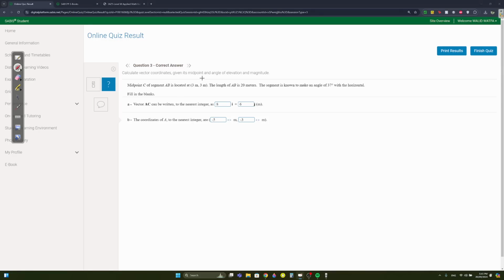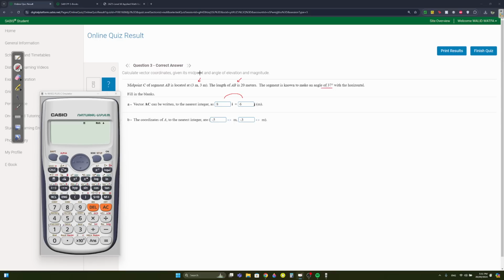Midpoint C of a segment AB is located at this. The length of AB is 20. The segment is known to make an angle of 37 degrees. Find vector AC in terms of I and J. So this one is a bit tricky, but it took me a few seconds to realize. They gave us the midpoint, okay? And then they gave us the length of AB. So let's think about it like this.